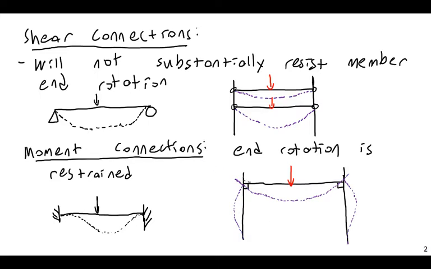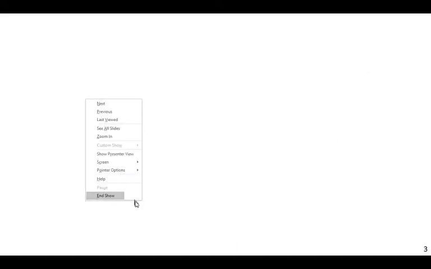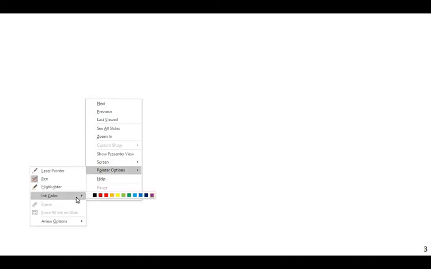The beam here is going to be transmitting moment to the column, and in turn, because we're applying moment to the column, it will also enter into bending as well. So this is fundamentally the difference between moment and shear connections. Okay, so how does this connect to braced versus unbraced frames?